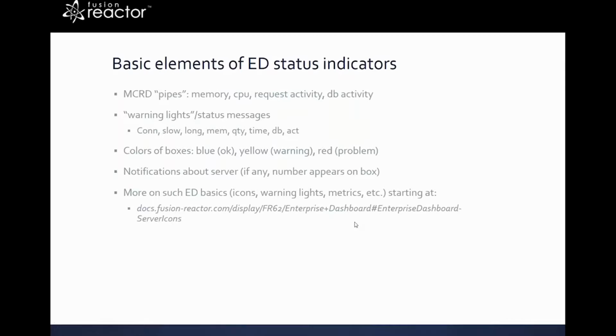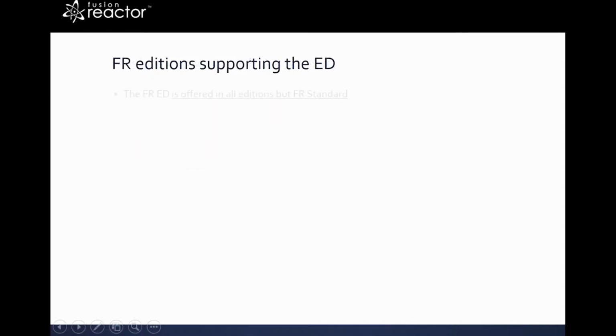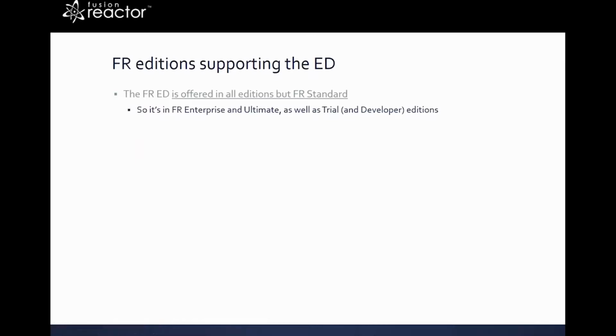Okay, so I've talked about the additions in brief. Let's talk about it in detail. So the Enterprise Dashboard is offered in all editions of FusionReactor except FusionReactor Standard. Now what that means is FusionReactor Enterprise and Ultimate, and also the Trial Edition and the Developer Edition. The developer edition is a relatively new thing. We'll talk about that in a moment, give you more information on that. But the point is, the dashboard is in all of these things.